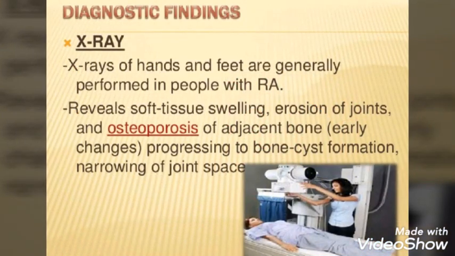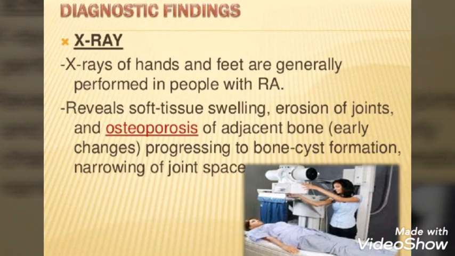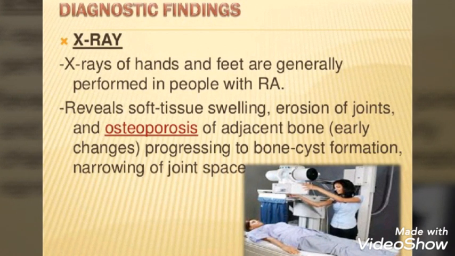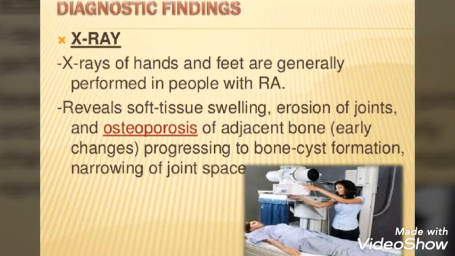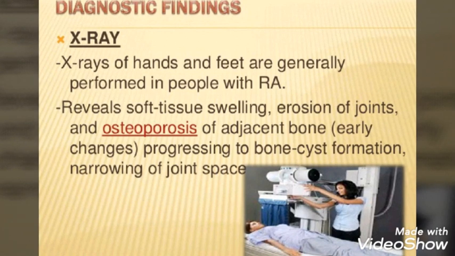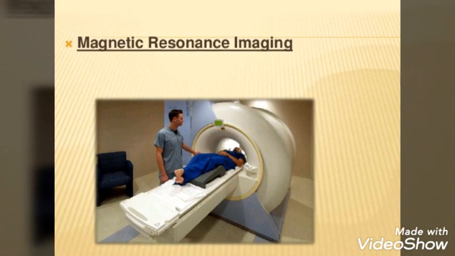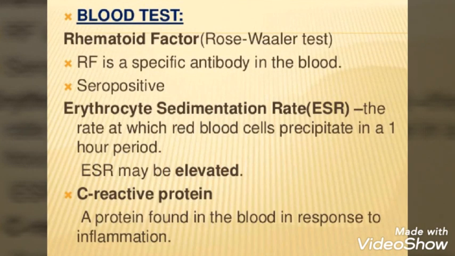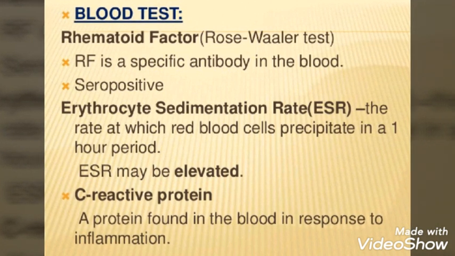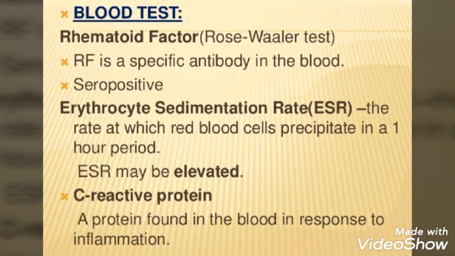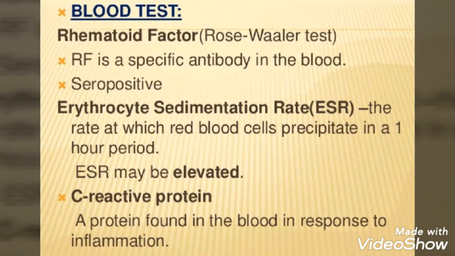Let's see the diagnostic procedures you are going to carry out. So the first diagnostic procedure you are going to carry out is X-ray. In X-ray you are going to clearly visualize what has actually happened, and you can see osteoporosis in the joints, that is bones will start having erosions. Then next is magnetic resonance imaging. Then next is blood test. In blood test you will go for rheumatoid factor, that is you will have this factor tested in the blood. Then it will be seropositive. Then you will go for ESR. The ESR will be increased.